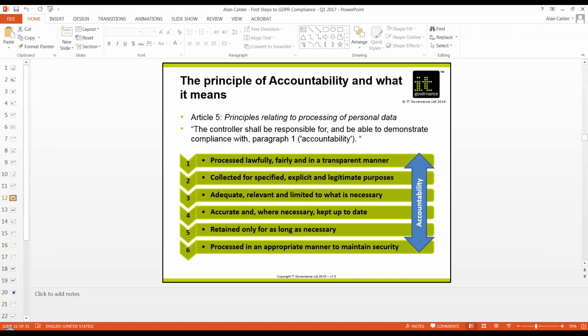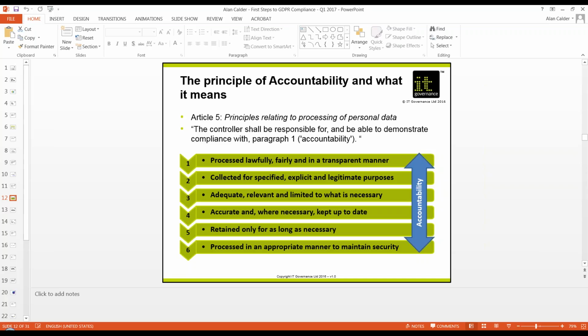There are 6 principles in GDPR. They're similar to 6 of the 8 principles in the current Data Protection Directive. The 6th deals with the maintenance of security, but the first 5 deal with the idea that data should be processed lawfully and fairly, which means that you have to have consent. There are a number of other aspects to it, but if you don't have proper consent to process data, you will be processing data possibly illegally.